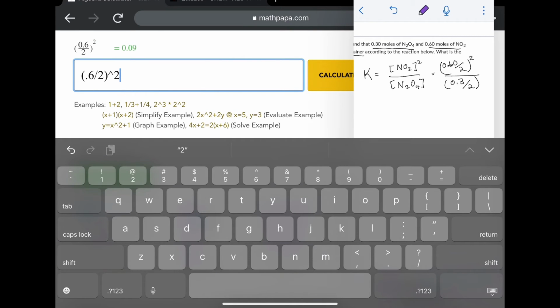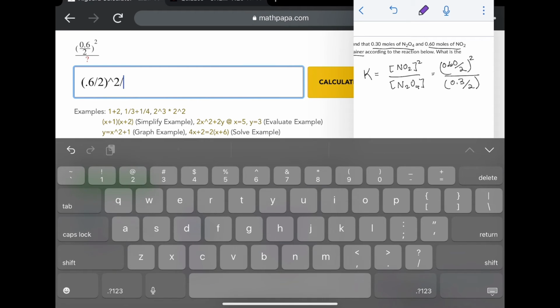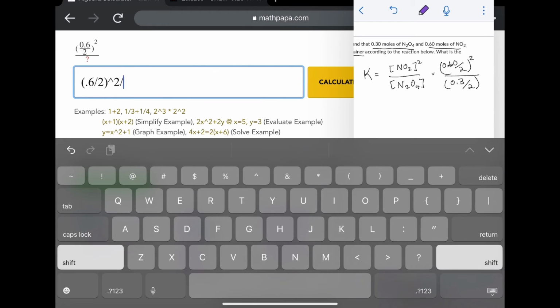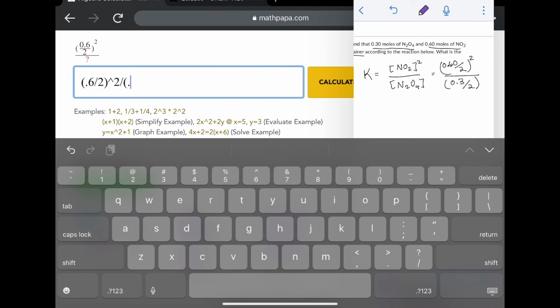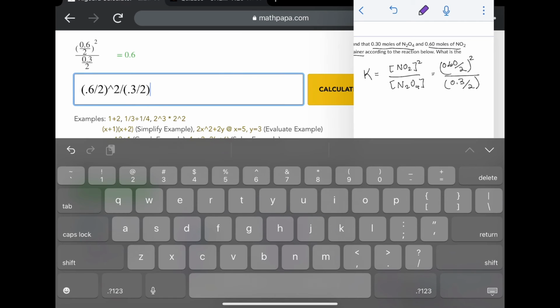And if you look up above my box, it is writing that formula up above my box, in a format that looks algebraic. So I just put in the divided by sign, and you'll see that up above my box, it has set it up as a numerator and denominator, which is good. So now I'm going to put in parentheses 0.3 divided by 2. And I'm looking at that formula over on the right. And there it is. So 0.6 over 2 squared divided by 0.3 divided by 2. And my answer is 0.6.